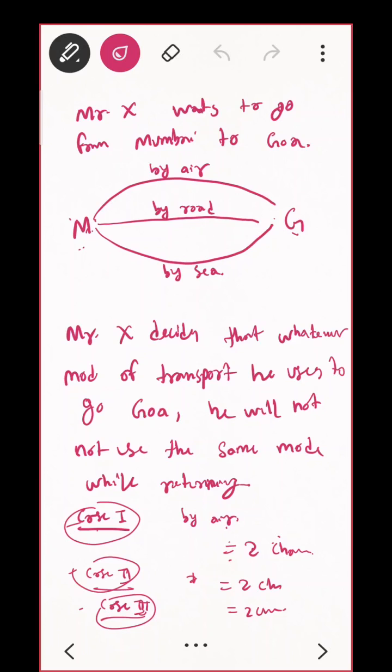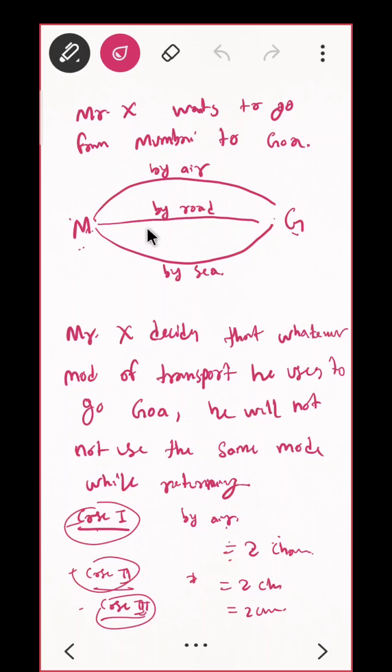Two ways is not possible, because you see, suppose he is going by air. So he has two choices, either he is coming by road or he is coming by sea. So this is only two choices. The first one is okay. That is, he is going by air, coming by road. This is my first choice, the first way of going to Mumbai and coming back. The second way is going by air and coming by sea.